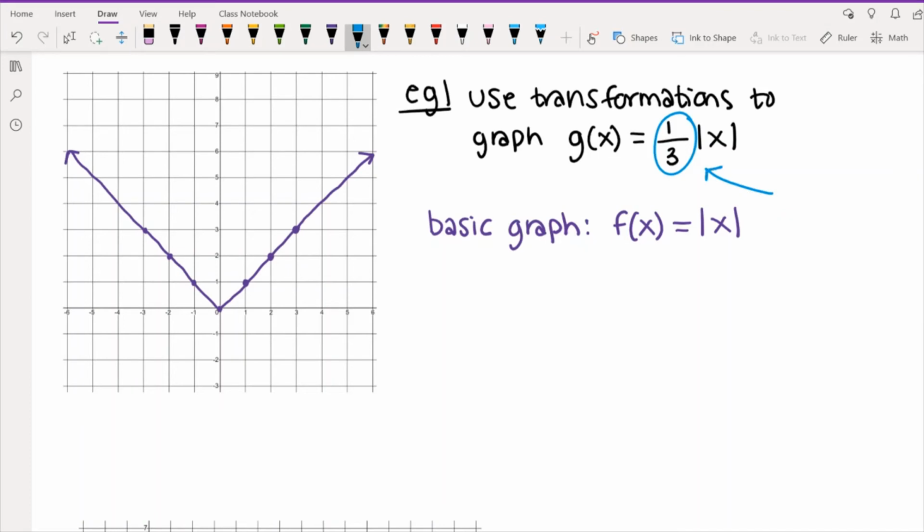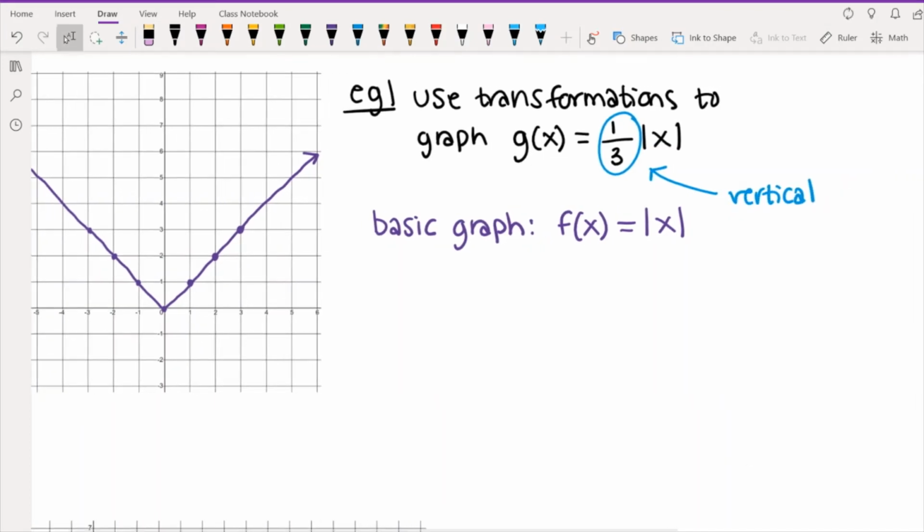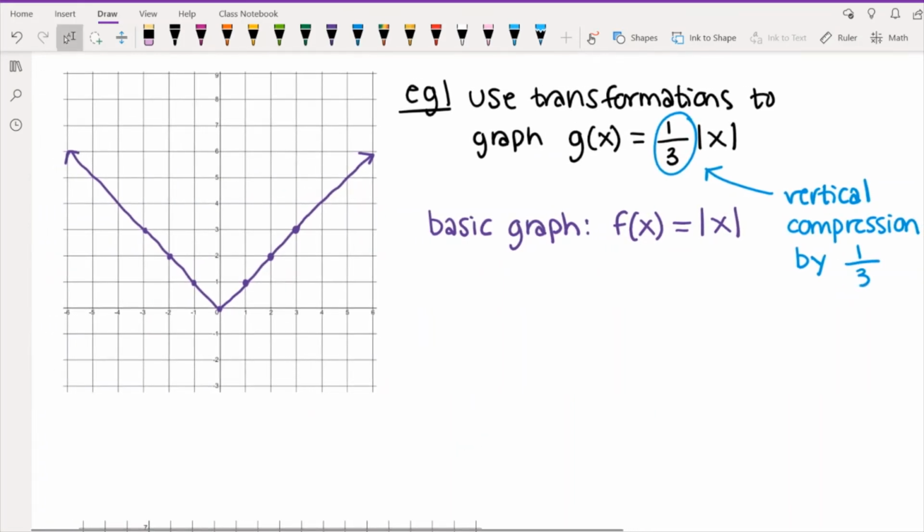So what is it specifically going to be? It's going to be a vertical. Okay, so is it a stretch or a compression? Well, remember that vertical stretches and compressions work basically the way you would expect them to. So if the number you're multiplying by is less than 1, it's going to compress it. So it's going to be a vertical compression by 1/3. And so what does that mean? That means that we want to take all of our y coordinates on this original graph and just multiply them by 1/3 while leaving the x coordinates the same.